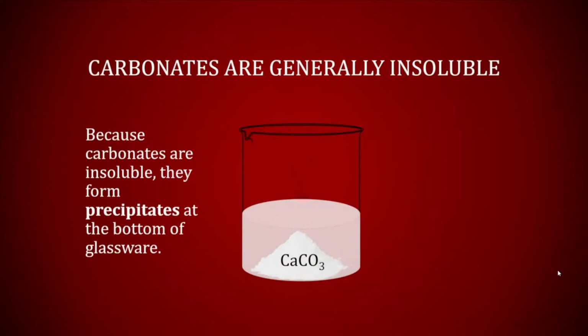Carbonates are generally insoluble unless, of course, they contain a group 1 ion or ammonium. Calcium carbonate is one such carbonate that is insoluble in water. This means that it remains undissolved and eventually settles to the bottom of the beaker if we try to mix it or dissolve it. We will utilize this fact in our lab.